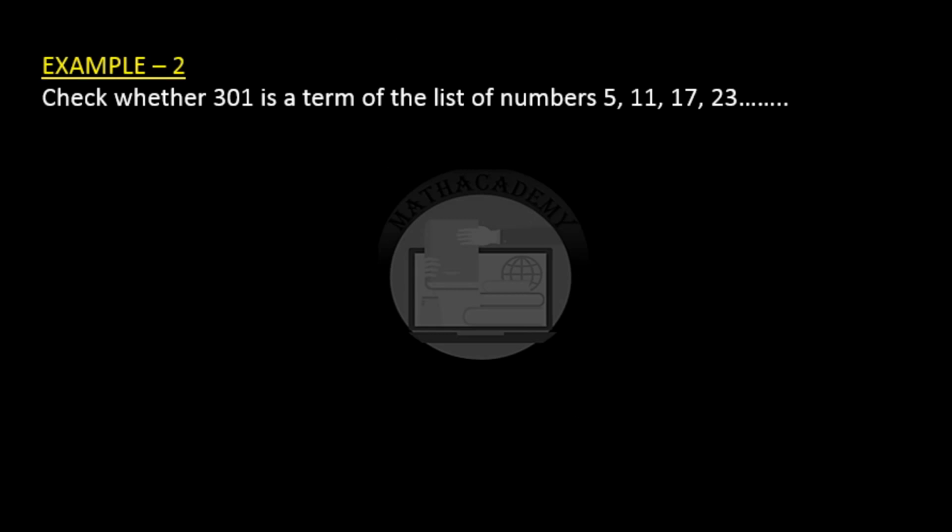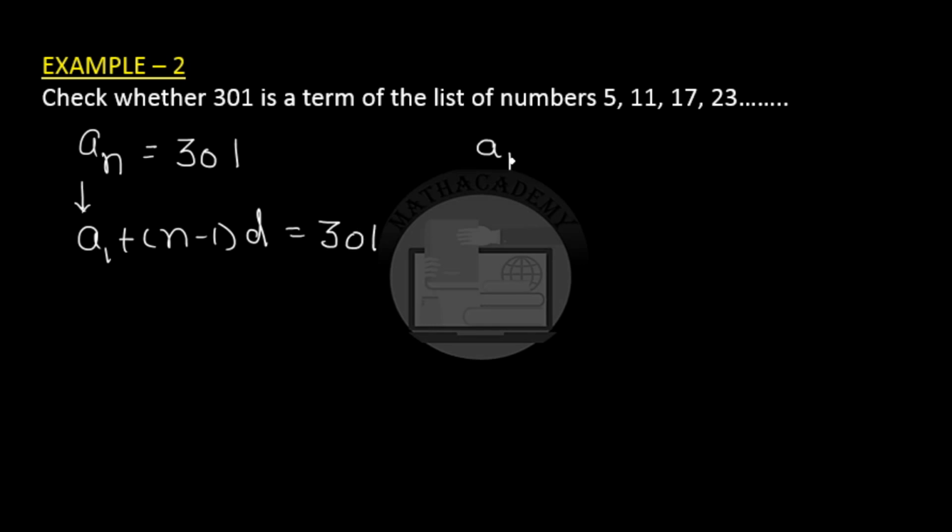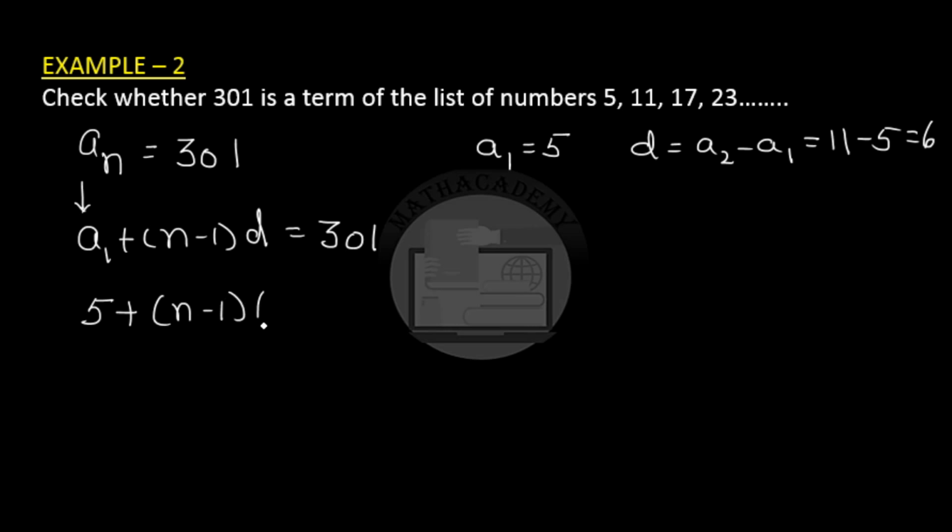So example 2 is, check whether 301 is a term of the list of numbers 5, 11, 17, 23 and so on. So we again assume that 301 is the nth term. The nth term can be written as first term plus (n minus 1) times d is equal to 301. Let us find out a1. a1 is 5 and d is a2 minus a1, which is 11 minus 5, which is 6. So we substitute it in here: 5 plus (n minus 1) times 6 is equal to 301.